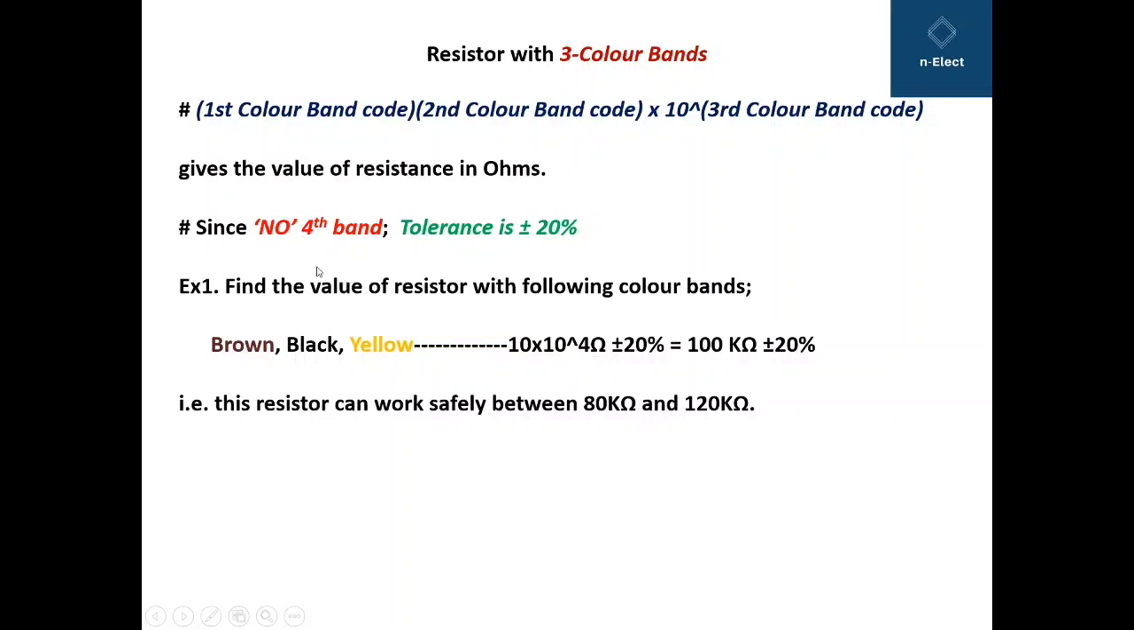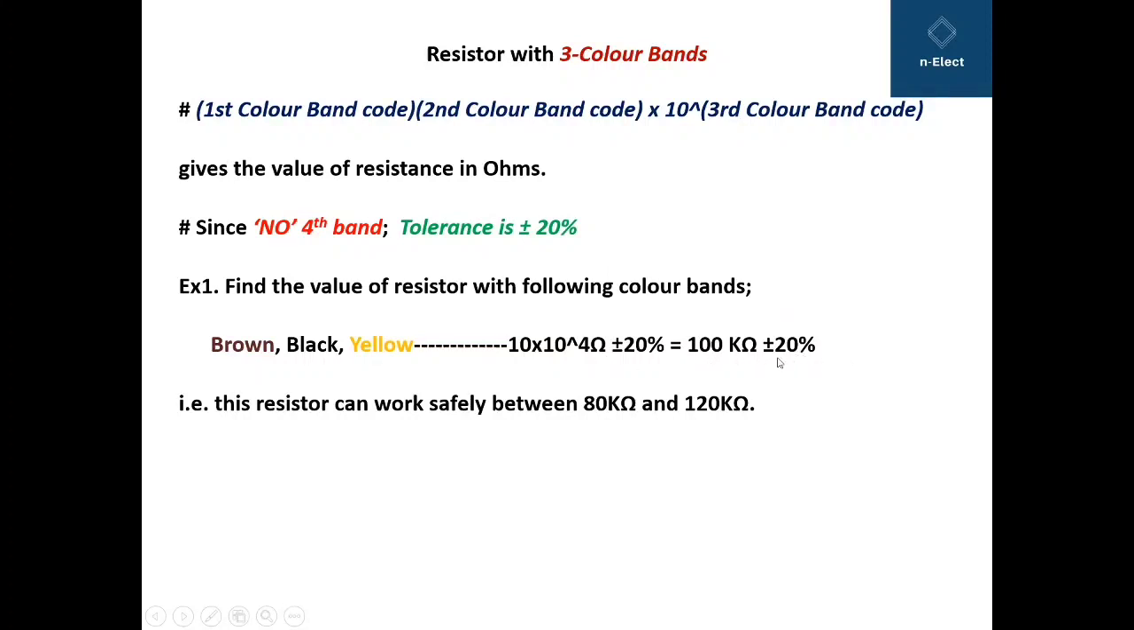And since no 4th band is there, only 3 color bands are there, the tolerance will be plus minus 20%. So this is the value of the resistance for the resistor having these color bands. And this is nothing but 10 into 10 raised to power 4, meaning 100 kilo ohms plus minus 20%.